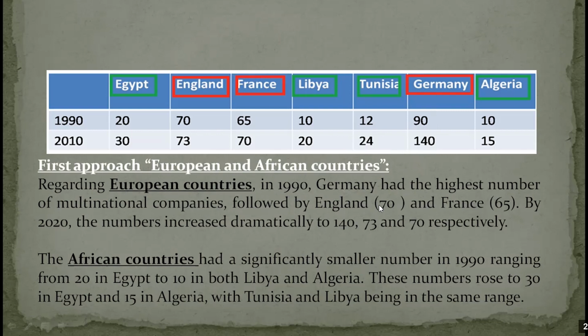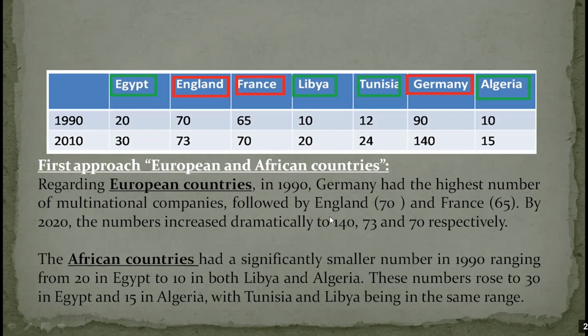Can you see how we put the numbers between parentheses? And this is useful, and it helps you to avoid repeating the same words. Instead of saying the highest number of multinational companies followed by England, 70 multinational companies, and France, 65 multinational companies, you can just put the numbers like that, and that's it. By 2020, the numbers increased dramatically to 140, 73, and 70 respectively.